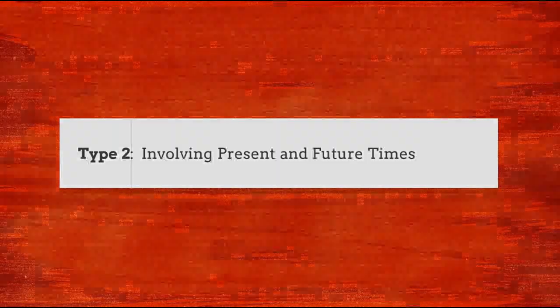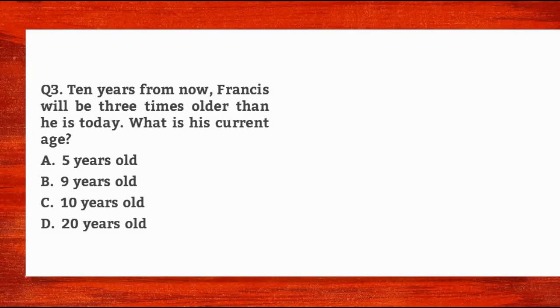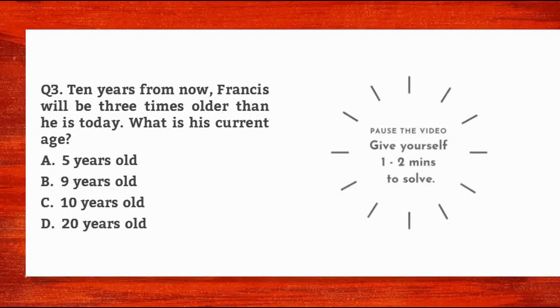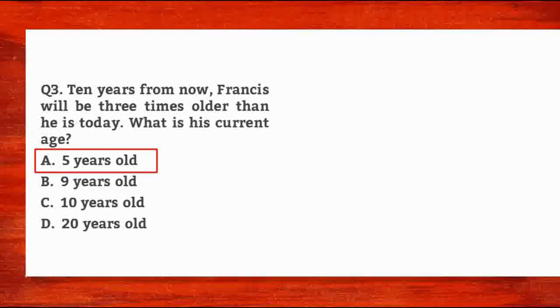Let us take a look at question number 3. 10 years from now, Francis will be 3 times older than he is today. What is his current age? A, 5 years old. B, 9 years old. C, 10 years old. And D, 20 years old. The correct answer is letter A.